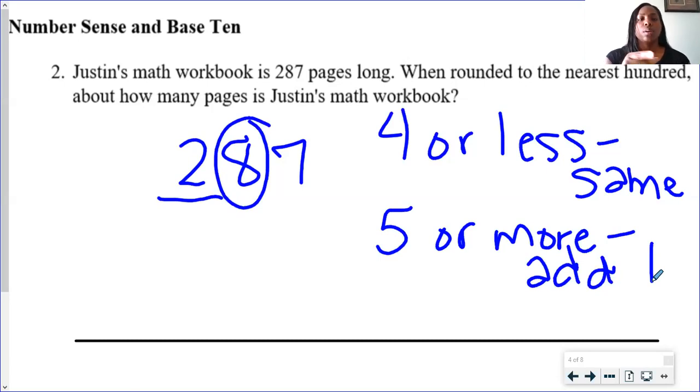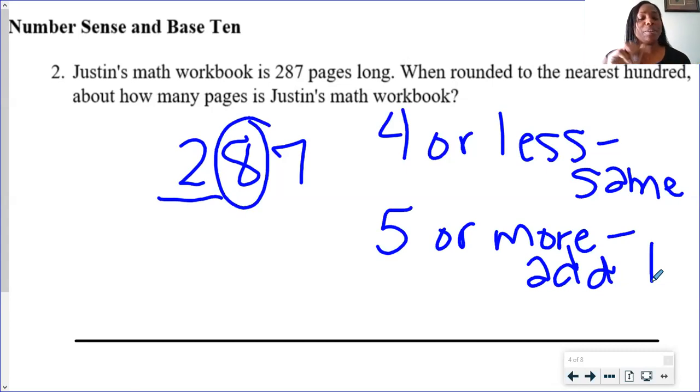So what is this 8 going to do to this 2? Is this 8 going to be bossy and say, hey, I don't like the way that you look, I think you need to go up 1? Or is it going to tell this 2, you know what? I think you look good. You just need to stay the way that you are, stay the same.